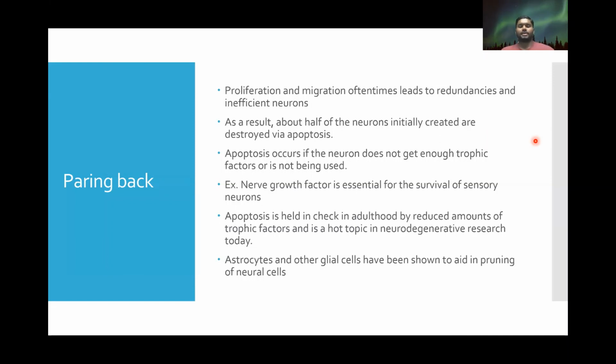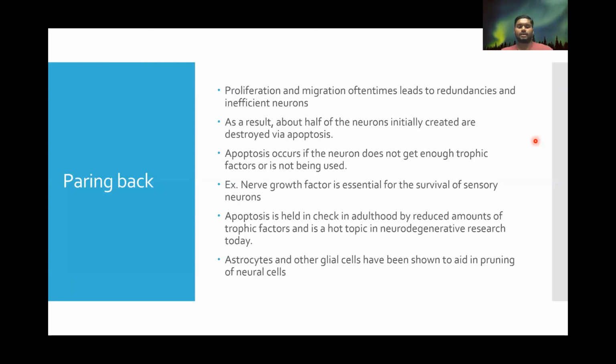So now one of the very interesting things I found, especially in neurodegenerative research, is that apoptosis is actually held in check in adulthood only by a reduced amount of trophic factors. When you're developing, you have a whole bunch of trophic factors, but as you grow, you lose a lot of these trophic factors to levels where it's just meant to maintain. But this is a hot topic now in neurodegenerative research today, because this may explain why certain regions of the brain just die. We don't know the actual mechanisms and why, but this may be an answer to some of those. So this is highly researched currently.